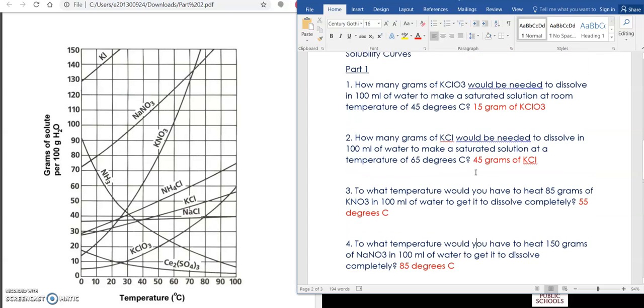So far, what you've done in the graph is you've been able to say, okay, this is how many grams would dissolve at this temperature. And you've also been able to say, this is the temperature that I would need to get my solution to in order to dissolve the grams, which is great. That's going to be part of your lesson for the task that you need to complete for today.